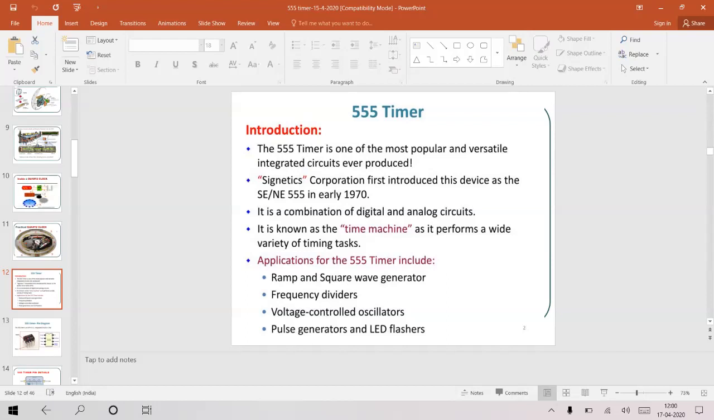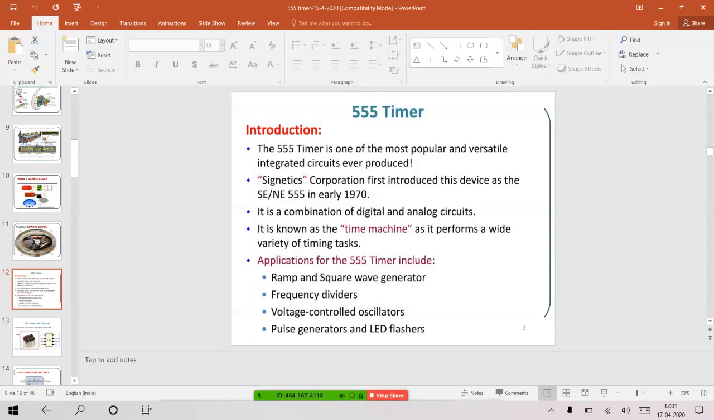It can be used in generating ramp and square waveforms. It can be used as a frequency divider, frequency multiplier, and voltage controlled oscillator. As I said, as an oscillator it is possible to generate oscillation of required frequency, pulse generators and LED flashers. There are plenty of applications. I'll mention them again at the end. Just to name a few, I have taken them here.